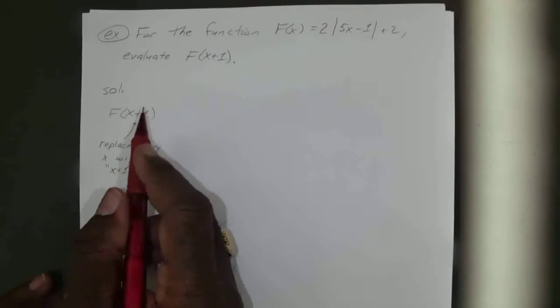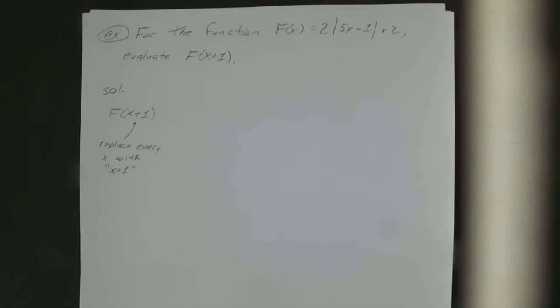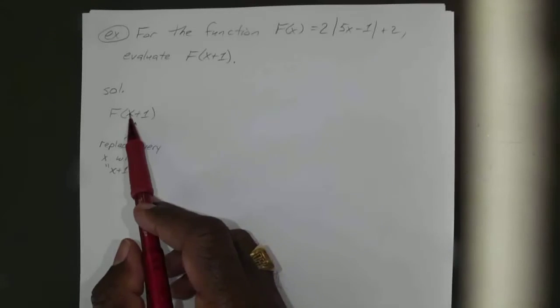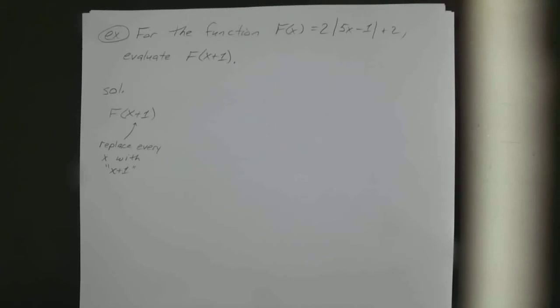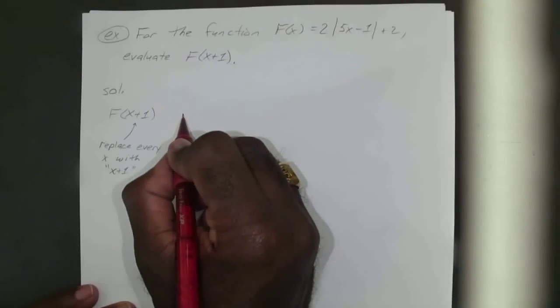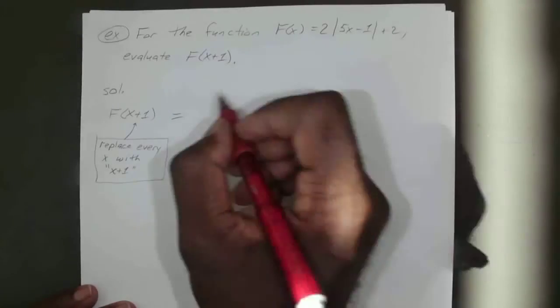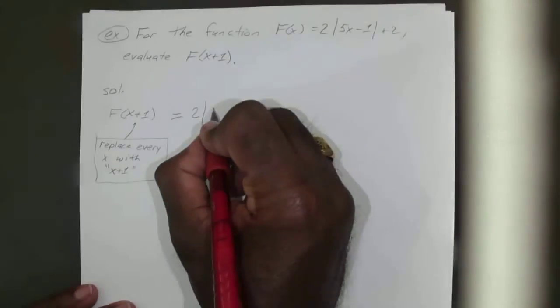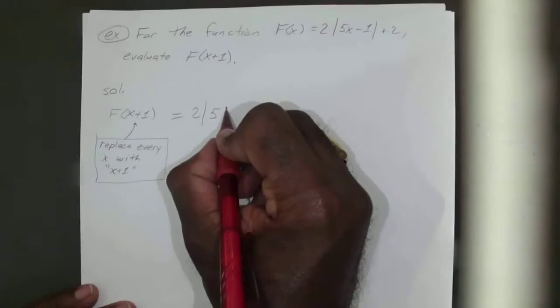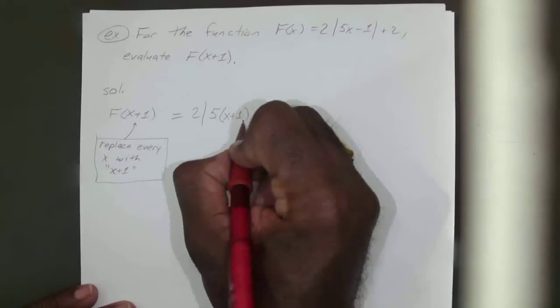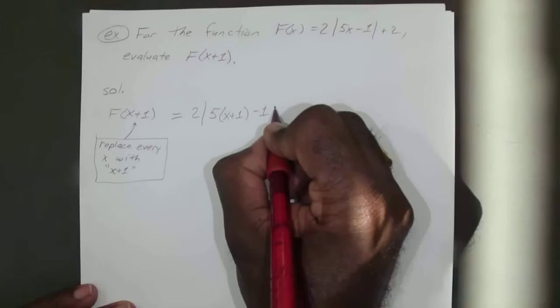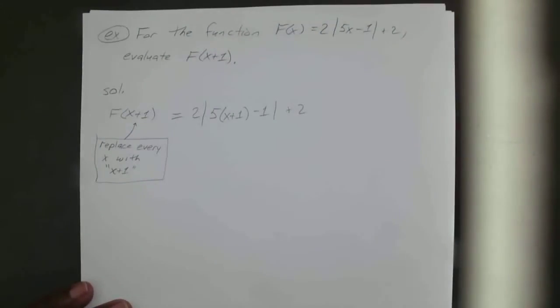Okay, so whatever's in there, that's all you're going to do, is replace x with whatever's in there. Even if it's a variable, if it's a number, doesn't matter. If it's in there, that's what you're going to replace your x value with. Okay. So f of x plus 1 is just going to equal 2 times the absolute value of 5, and instead of x, x plus 1, minus 1, plus 2. Okay. And then you just simplify it from there.